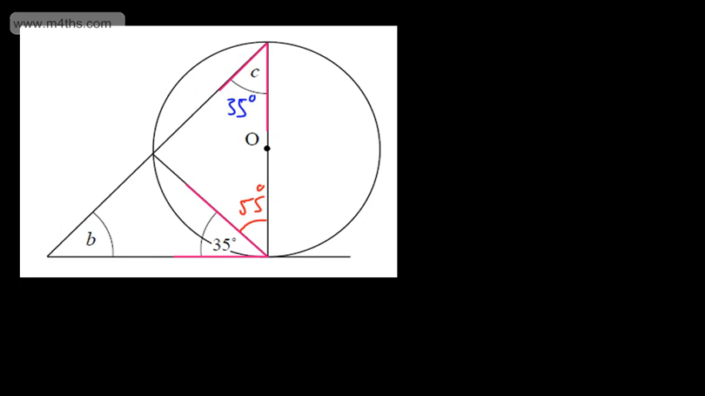If we now look at B, we need to find B, and I've got all of the information I need as I've got a triangle just here. So if I do that, I've got 90, I've got 35, which is going to be 125, and that's going to leave me in total 55 for this one. So we can put that on, and that's one of the many ways that I could answer that question. So that's going to be 55 degrees.